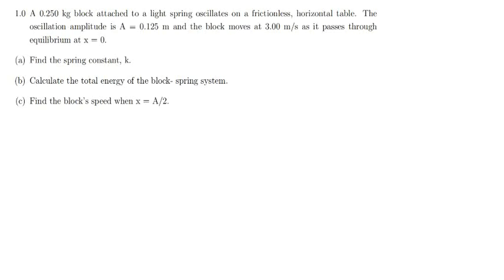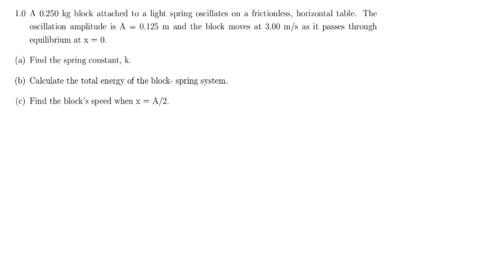The oscillation amplitude is 0.152 meters and the block moves at 3 meters per second as it passes through equilibrium at x equal to 0. Part A, find the spring constant k. Part B, calculate the total energy of the spring. Then part C, find the block speed when x is equal to A over 2.